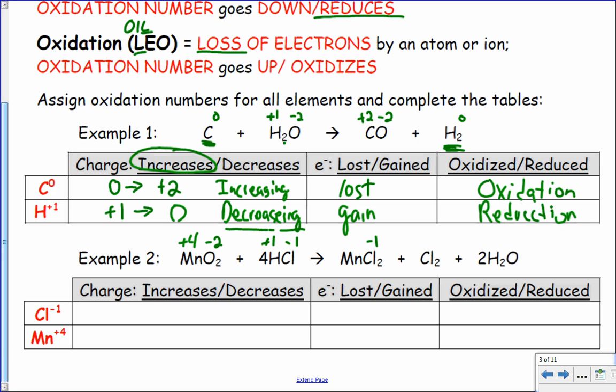Cl is a -1 always, so I have two of them. This is a +2, so here's a change in charge. Cl here is a 0. H2O, I got a -2. One -2, I need 2 +1s. No change there. The other ion that's changing is Cl and Cl2. It goes from a -1 to a 0. So here we go. I have a -1 goes to 0. That is increasing.